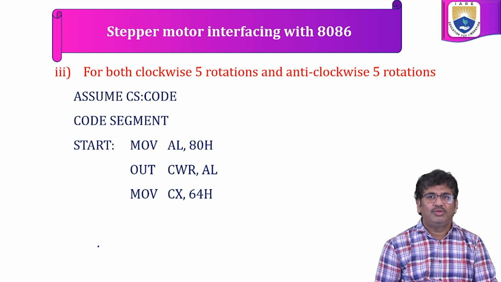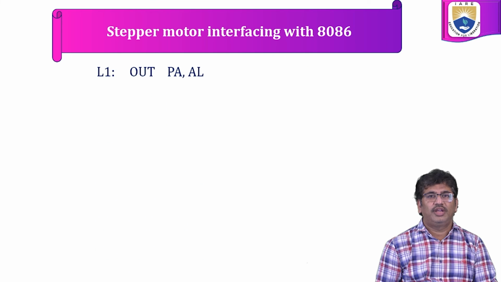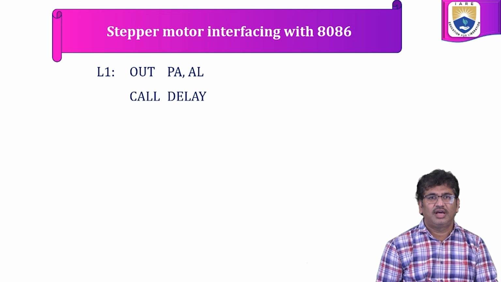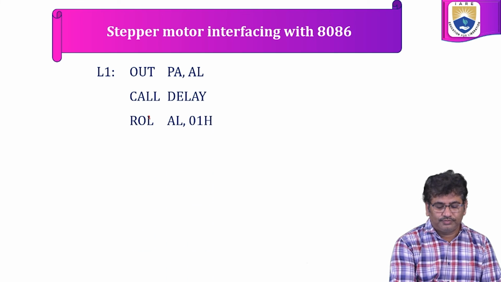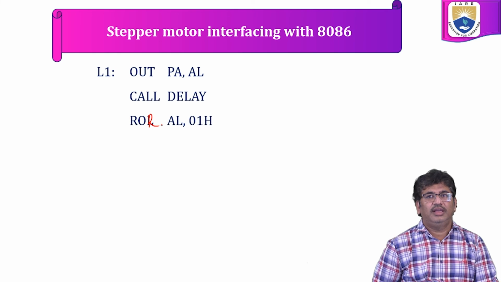Then the first sequence we will move to AL register, MOV AL, 88H. This sequence we have to send to port A. So OUT port A, AL. For getting the next sequence for clockwise, we have to shift these contents towards the right side after a delay. So ROR AL, 01H for rotating one time. Decrement CX, JNZ loop 1.